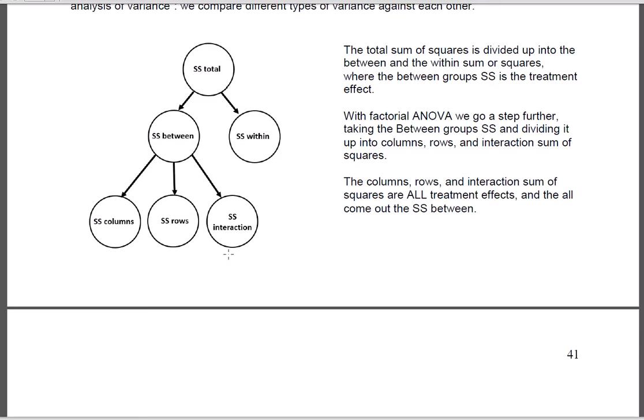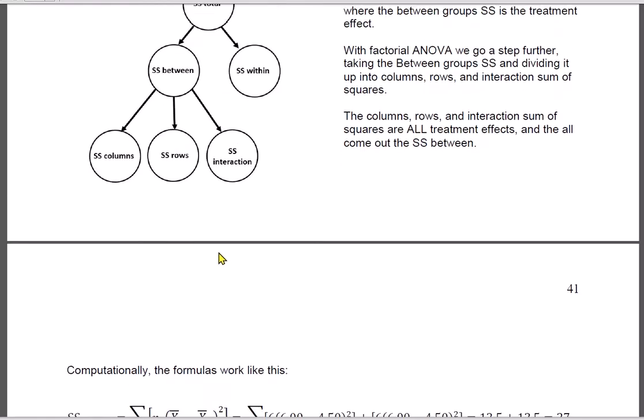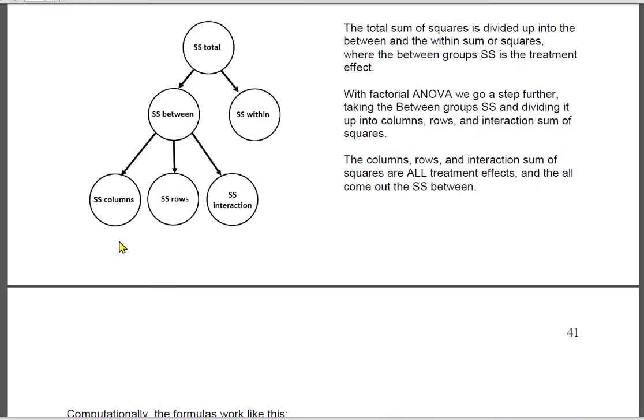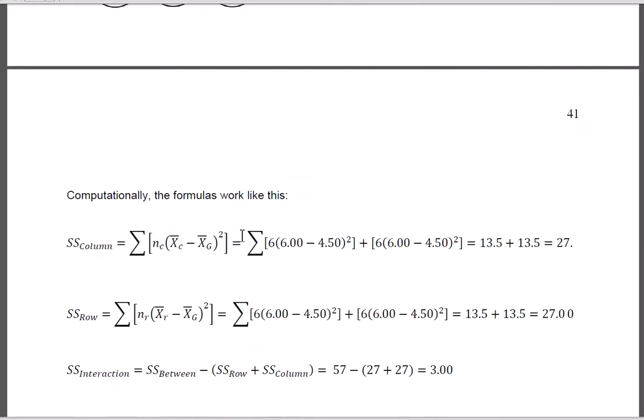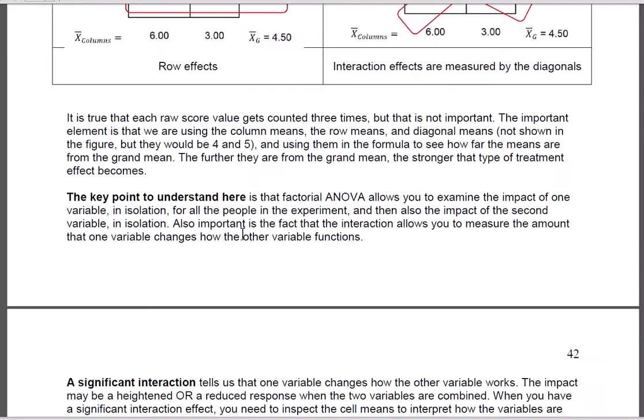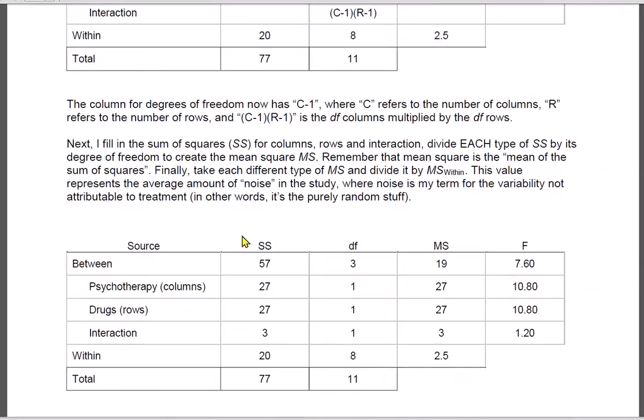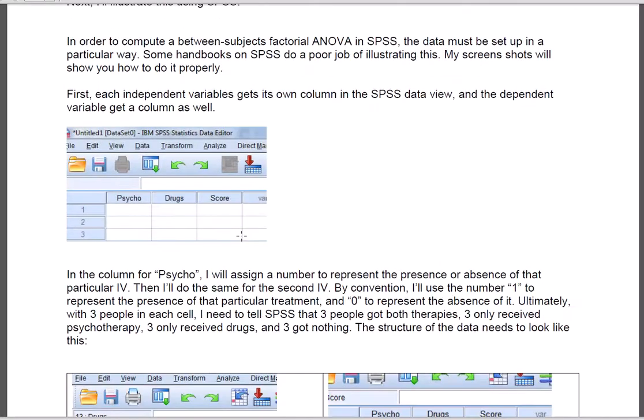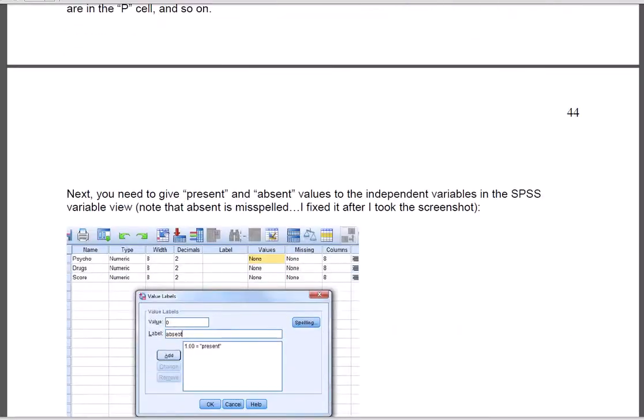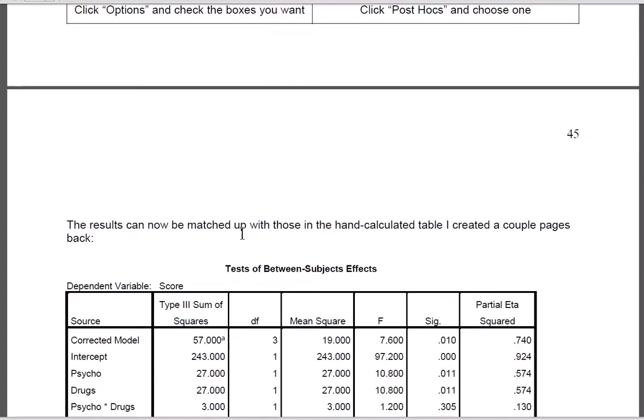The sum of squares between, of course, is used to calculate your one-way ANOVA, and then the column, row, and interaction sum of squares are used when you're computing a factorial ANOVA. And these will give you the main effects of columns and rows and the interaction of columns and rows. Okay, so I'm going to skip past this part where I illustrate the computation of the columns, rows, and interaction. I've already done that in a previous video.